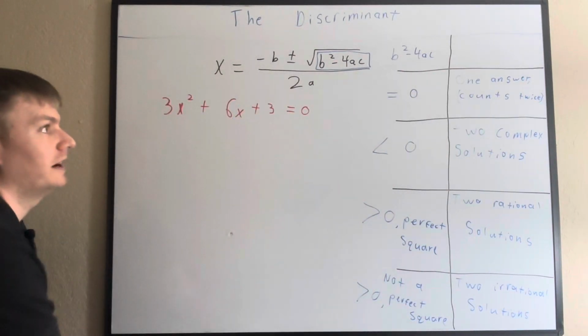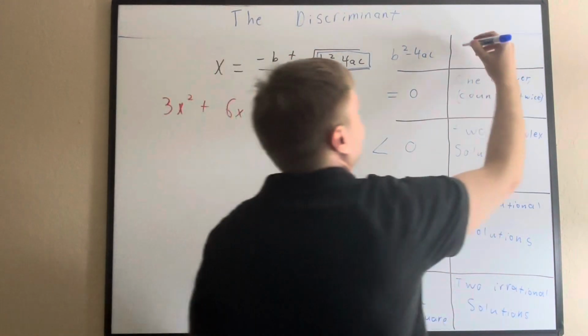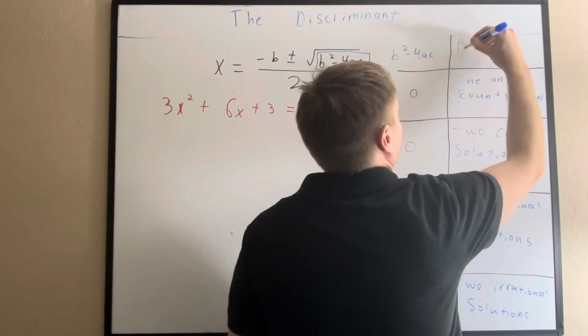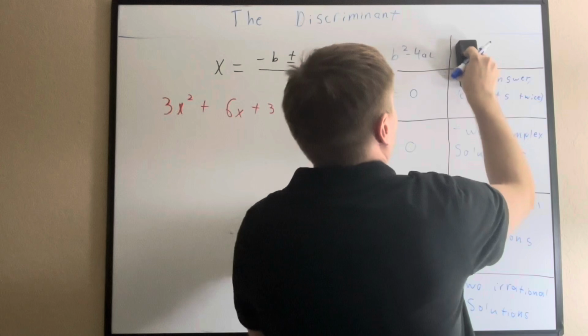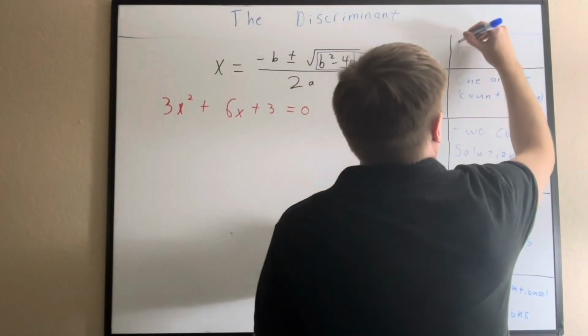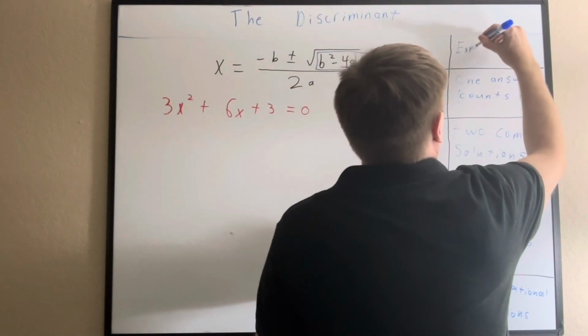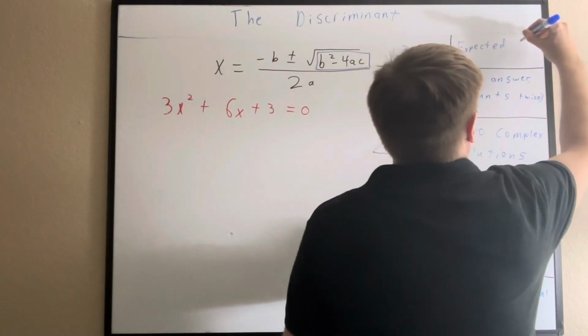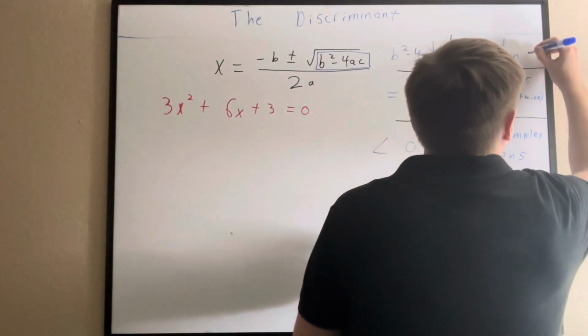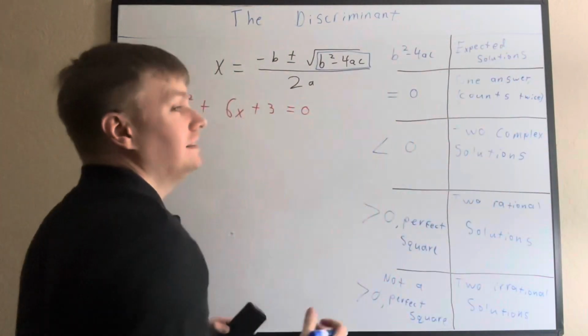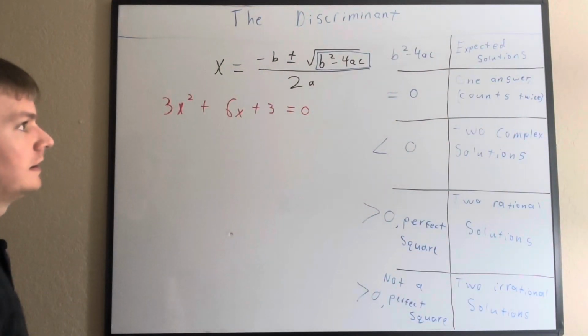That's all this lesson is about. Oh, I should probably label this. Expected solutions. That's what we're talking about right now. Expected types of solutions. All right.